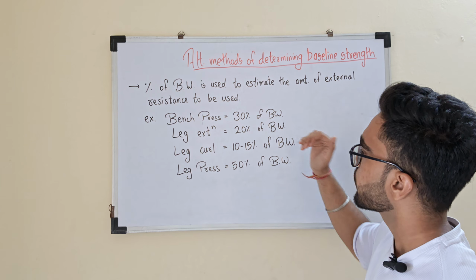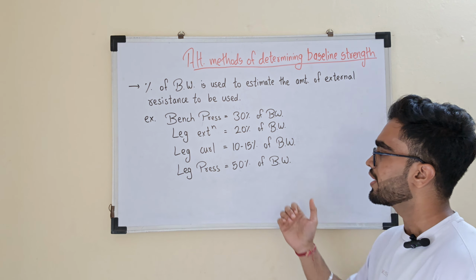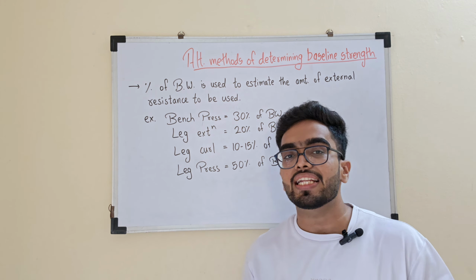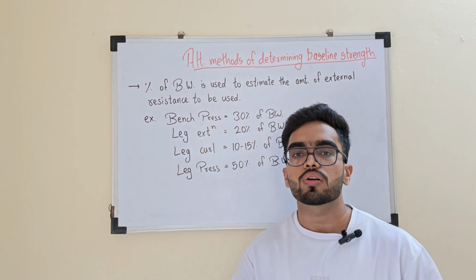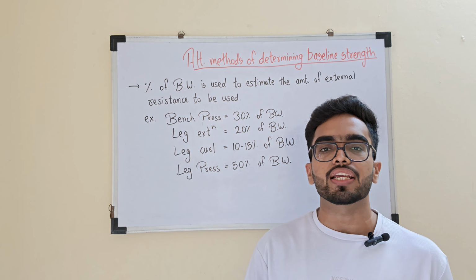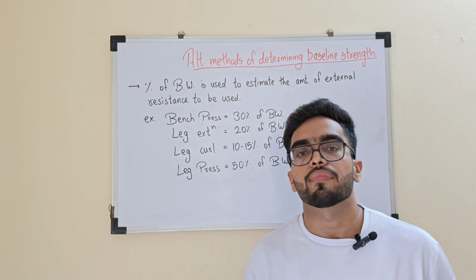Leg extension, it is 20% of the body weight. Leg curl, it is 10 to 15% of the body weight, and leg press is 50% of the body weight. So this is the baseline strength. So for a normal individual who is untrained, whose goal is to have day-to-day activity, this is the baseline strength we need to achieve over time.